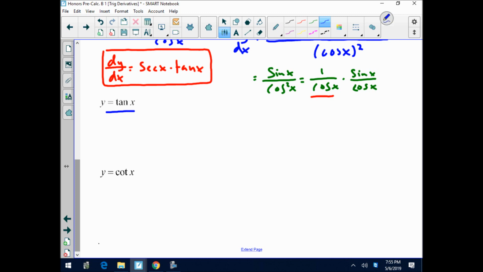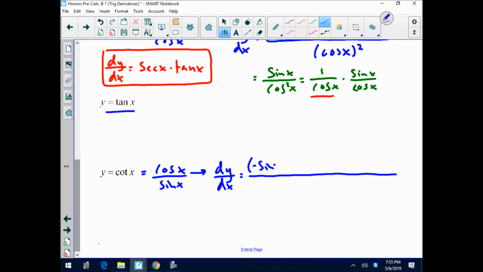So with cotan, we can say that cotan can be written as cosine x over sine x. And here again we can take the derivative with the quotient rule. So we can say our dy dx is going to be our derivative of our numerator, so that's negative sine x times our denominator of sine x, and then minus our numerator of cosine x times the derivative of our denominator.